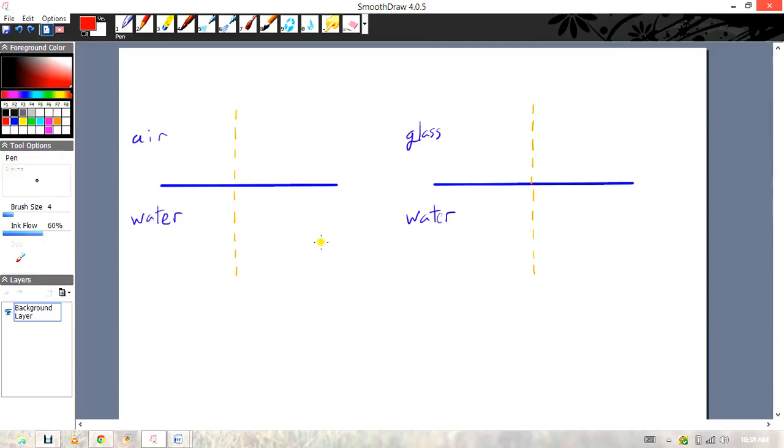Hey guys, today we're going to learn about how light passes from one medium to another. Obviously this is called refraction.